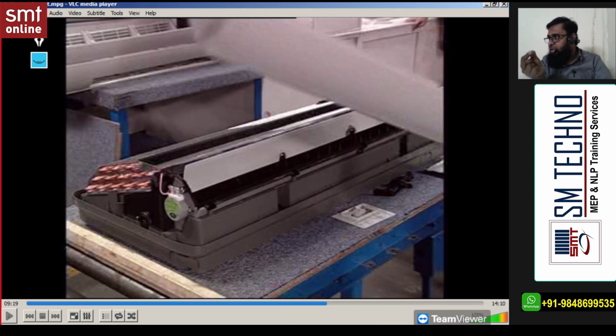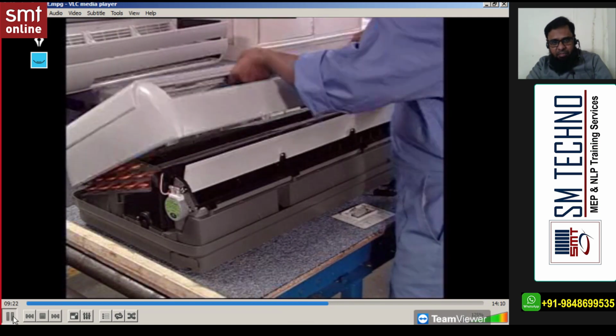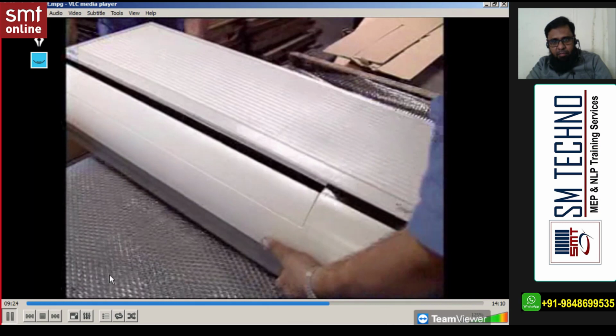Which will continuously monitor the return temperature and control the compressor, like yesterday we discussed. Okay, so the mechanism for controlling the compressor is the same for all the units. Next. And front panel fixing. It then moves to packaging.